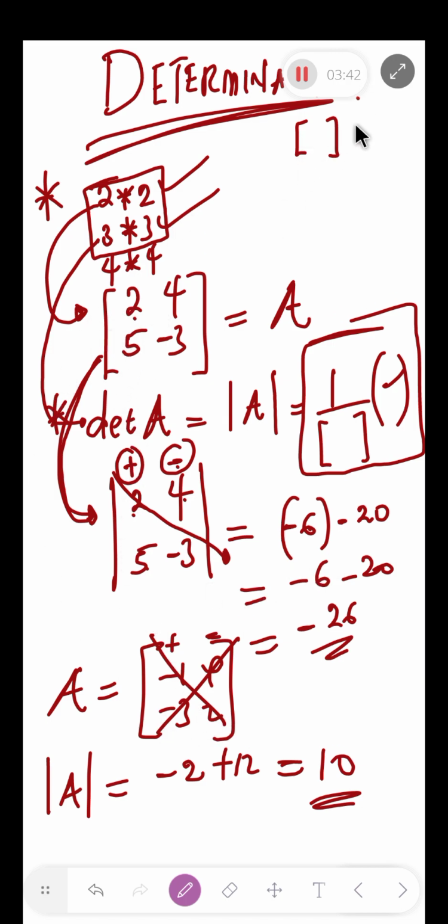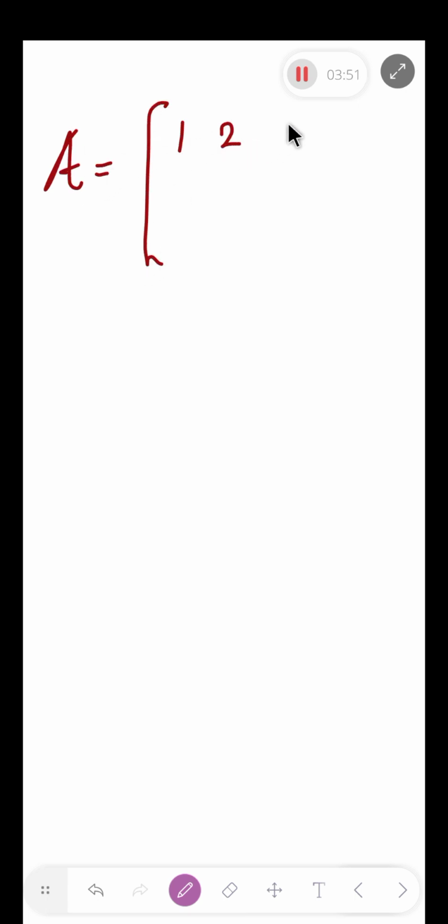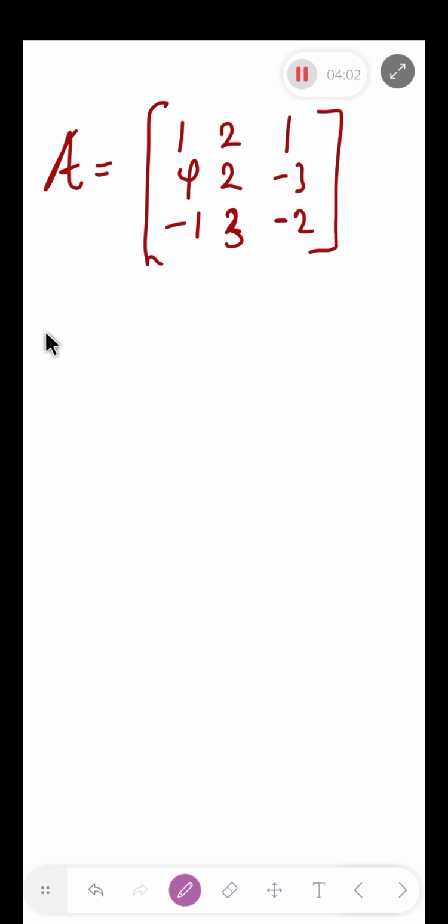But if you want to work with that of 3 by 3, it is totally different. For 3 by 3, let's say matrix A is equal to 1, 2, 1, 4, 2, minus 3, minus 1, 2, 3, minus 2. So then I want to find the determinant of this matrix. To find the determinant of this matrix, you need to use what we call the Laplace expansion. That is, you need to put a positive sign, you follow the same process, plus, minus, then. So we need to take note of this.